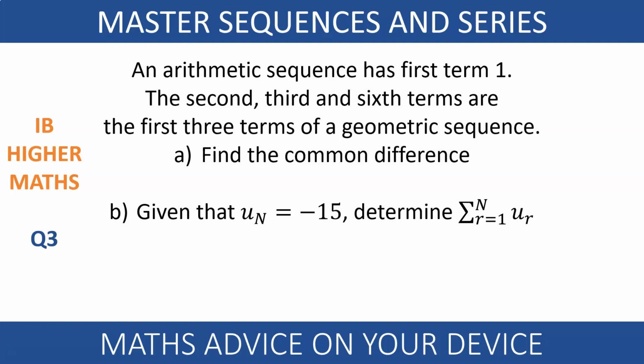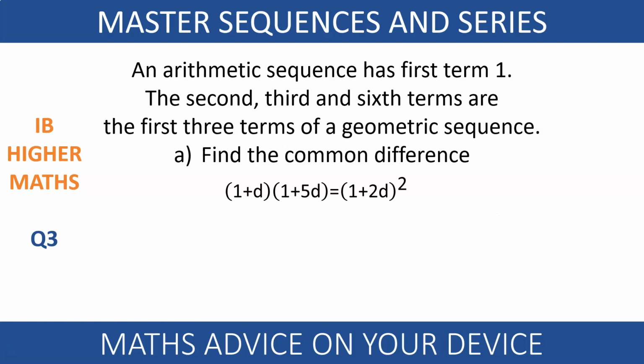For the second part, we need to find the sum of the terms in this arithmetic sequence from 1 to negative 15. The second term of the arithmetic sequence is 1 plus the difference. The third term is 1 plus 2 differences, and the sixth term is 1 plus 5 differences.